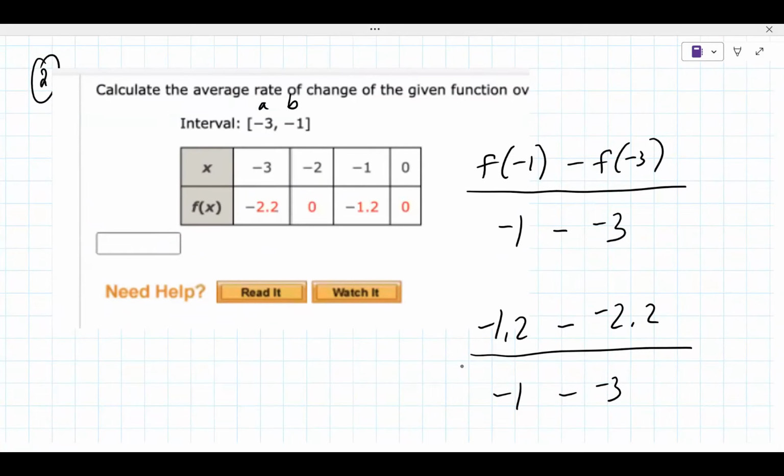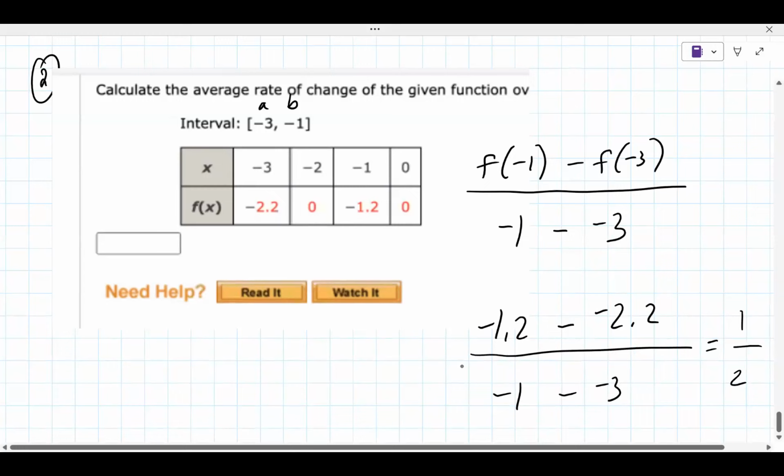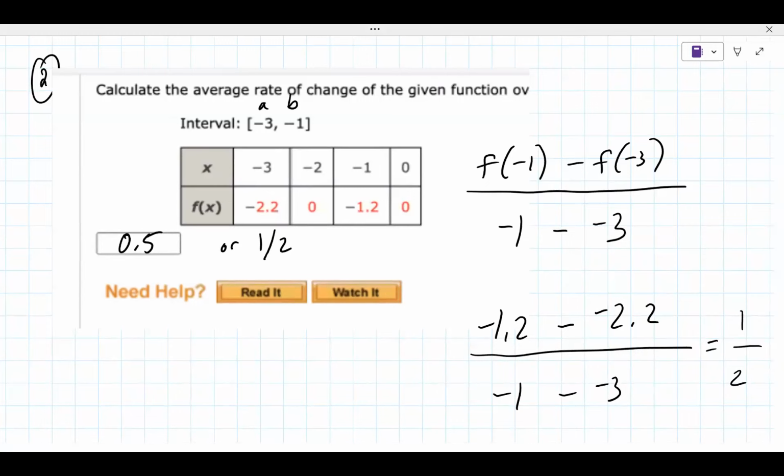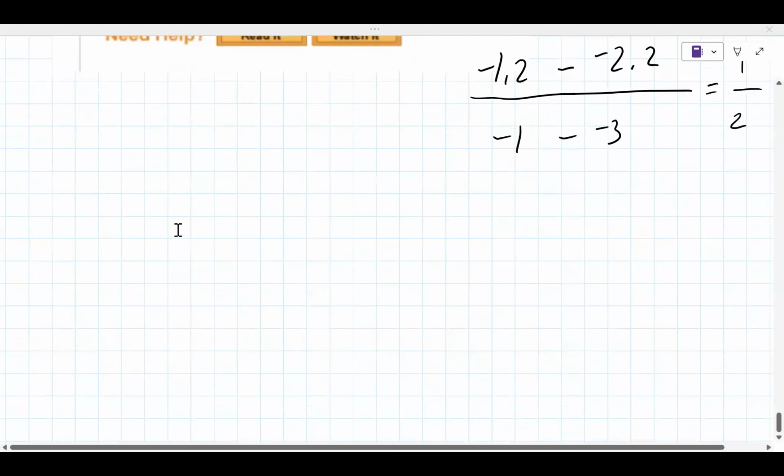Does that become 1/4? The bottom one becomes 2. Because the top two, one is negative 1. Yeah, 0.5 or 1/2, depending on what it says there in the box when you put your cursor there. It says enter a number, so I think I'll do 1/2. Okay. Yeah, that was correct.